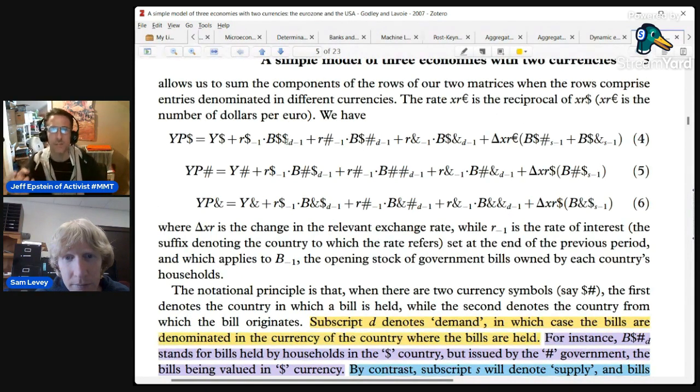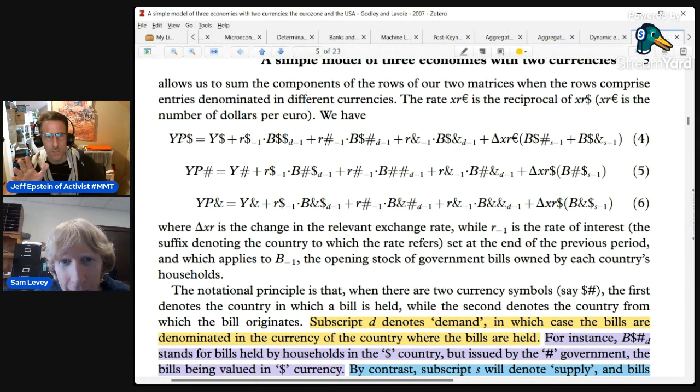So the supply is the bonds from my country, and I believe that's correct, but it seems to conflict with the dollar-hashtag in the ones in the middle and on the end, which I thought was owned by a United States citizen, issued by the hashtag country. So that seems contradictory. No, I think what you said was correct, but I don't see the contradiction.